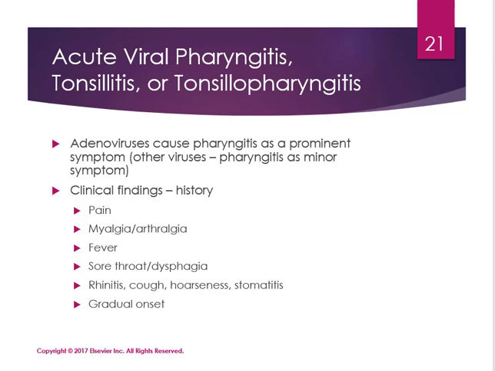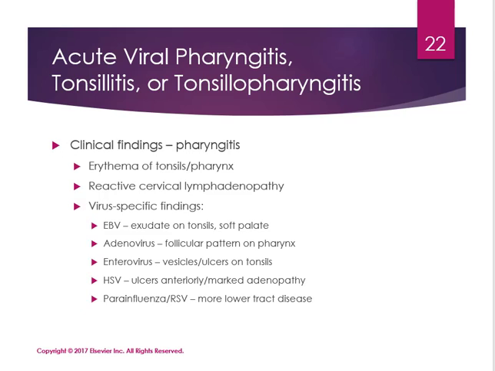It has a gradual onset. On clinical exam, the throat may be red. That may include both tonsils and the pharynx. There may be some cervical lymphadenopathy, and symptoms can be specific to the virus. So if it's the EBV, you may notice some exudate on the tonsils and the soft palate. If it's the adenovirus, there may be a follicular pattern on the pharynx.